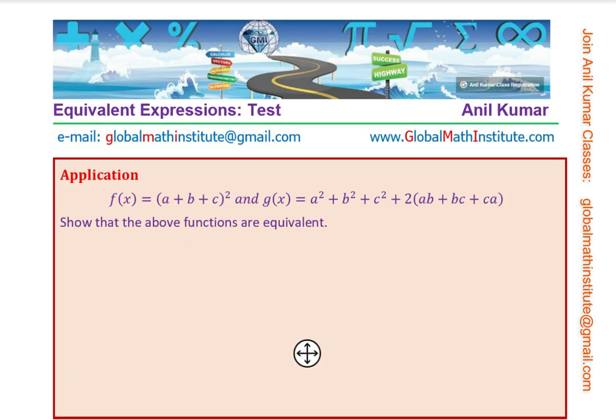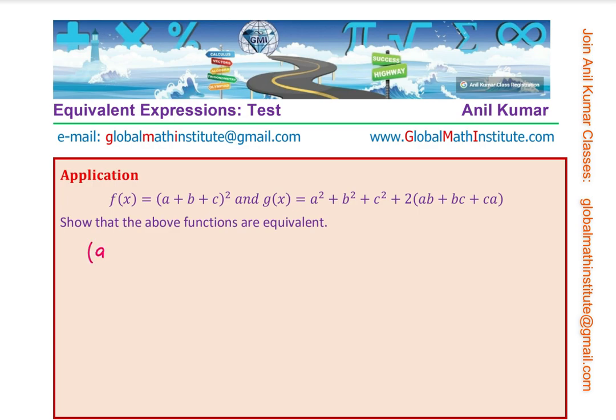Let's move forward. And we have a very interesting question, which is: f of x is given to us as (a plus b plus c) whole square, and g of x is all that. Show that the above functions are equivalent. We have to show that this formula stands. So what can you do? Well, to show that, what we need to do is write down and simplify the expression.